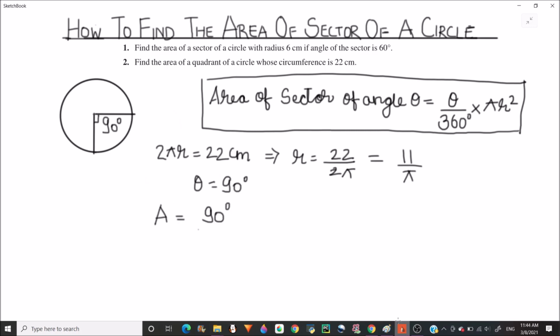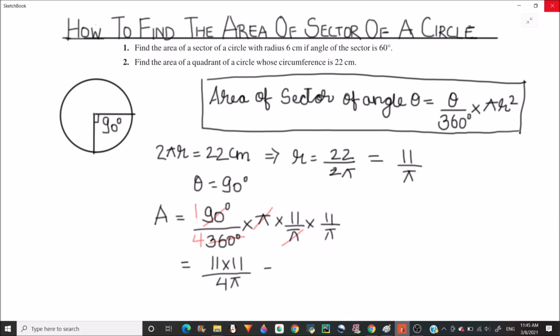Theta, which is 90 degree over 360 degree times pi r square. R is 11 over pi. So 11 over pi times 11 over pi. This pi gets cancelled with this pi, and 90 times 1, and this is 90 times 4, cause 9 times 4 is 36. So we got the value as 11 times 11 over 4 pi. Now we can write the value of pi as 22 over 7.